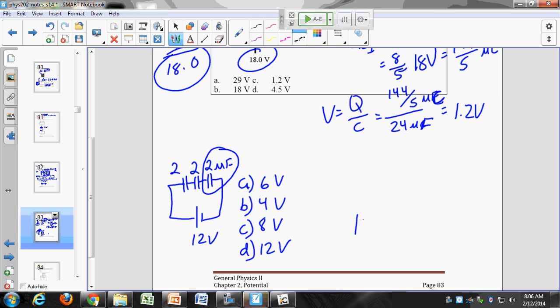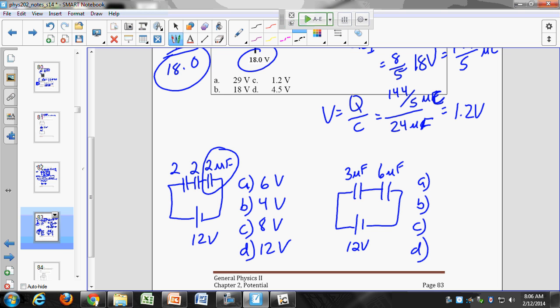Let's try this one. Try to do it without your calculator and see if you can get it right. I have 2 capacitors, a 3 microfarad and a 6 microfarad, hooked up to a 12 volt battery. And I want to know what the voltage is. Is it 8, 4, 6, or 12 volts on the 3 microfarad capacitor? So I want to know the voltage on that capacitor. Which is it? 8, 4, 6, or 12?